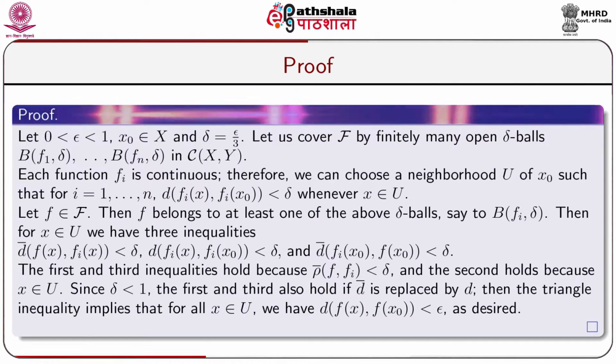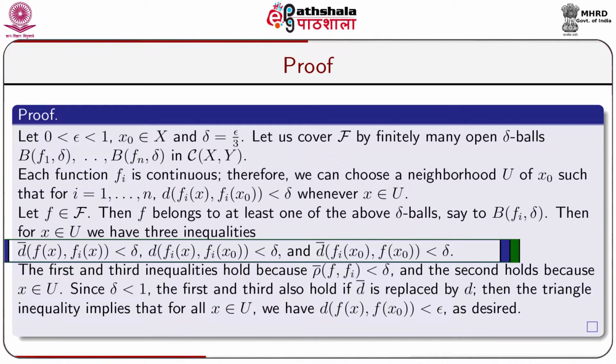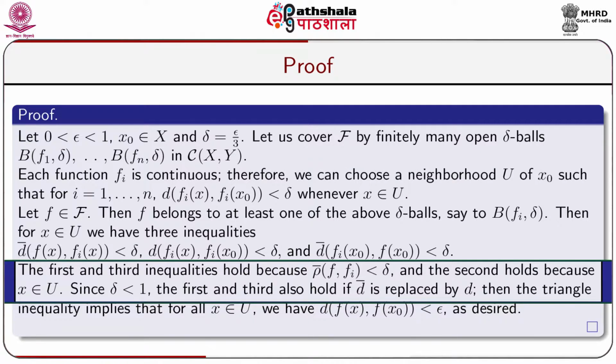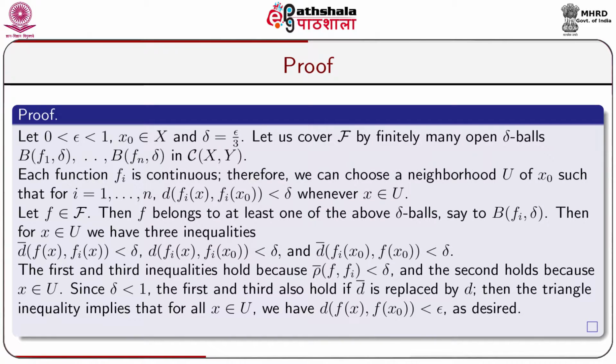Say f is contained in B(fi, delta). Then for x belongs to U, we have d-bar(f(x), fi(x)) less than delta, d-bar(fi(x), fi(x naught)) less than delta, d-bar(fi(x naught), f(x naught)) less than delta. The first and third inequalities hold because rho-bar(f, fi) is less than delta, and the second holds because x belongs to U.